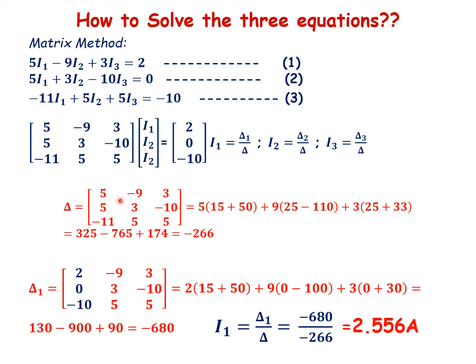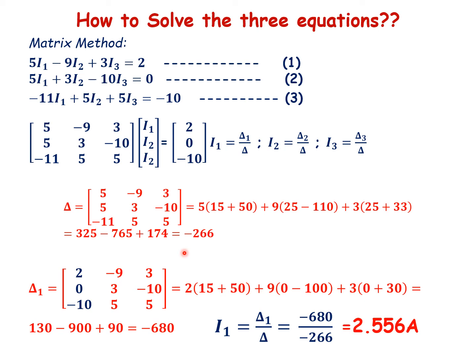How to find out? Take 5. So inside, 15 plus 50. Minus of minus 9, plus 9. 25 minus 110. Then 3 of 25 plus 33. Now I get the answer, minus 266.